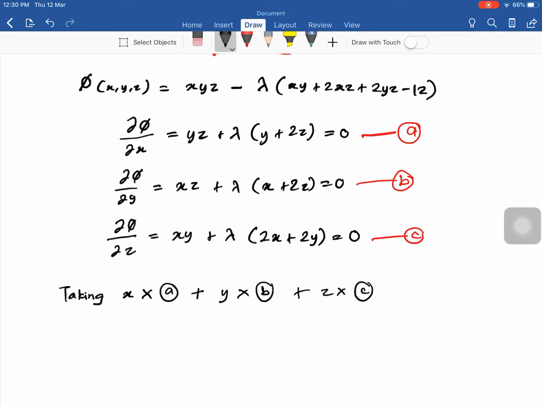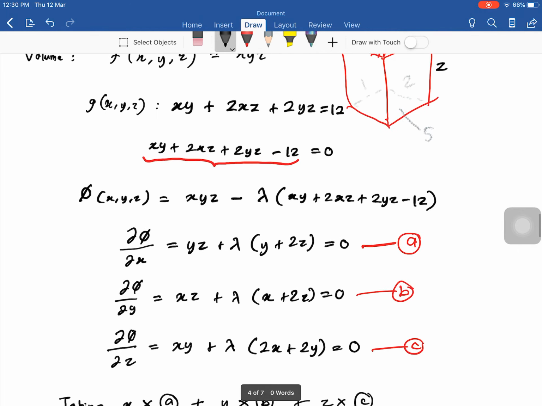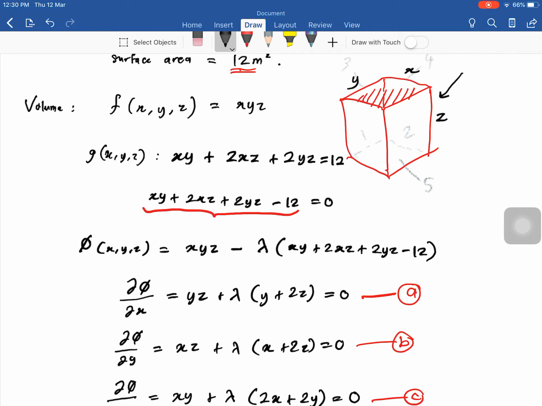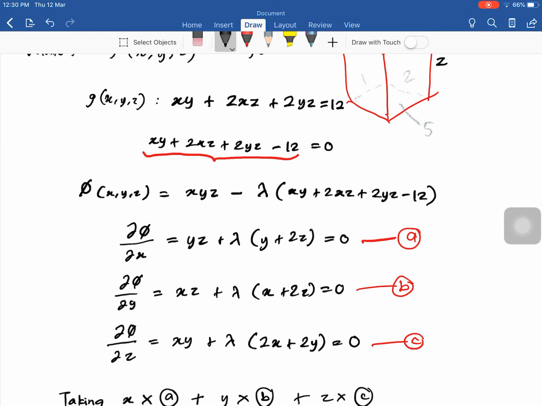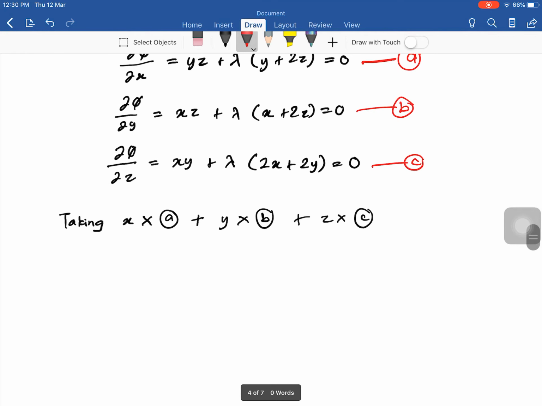This method is to find, to obtain an equation that has a form like this, that has this kind of form, which is the constraint. Okay, why? I will show you why. So we continue.